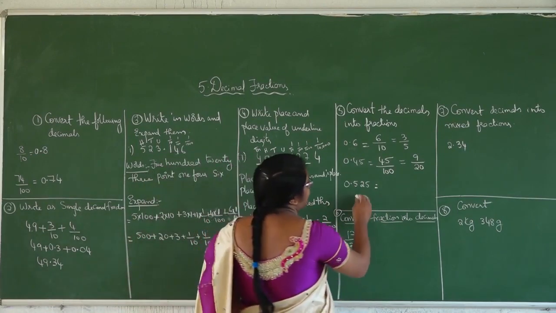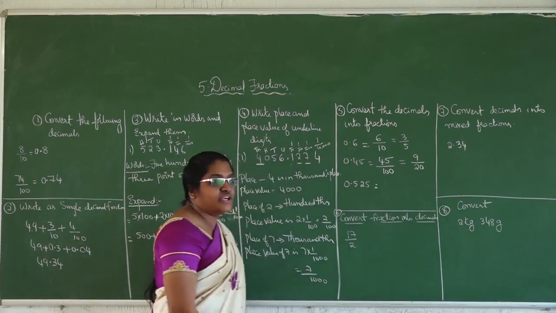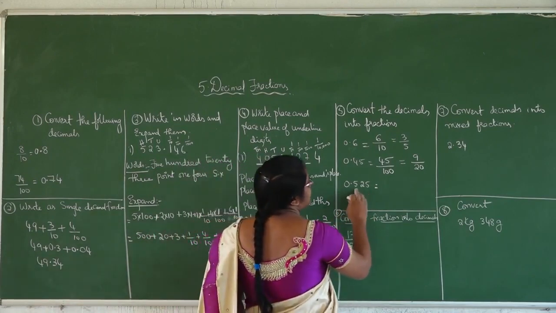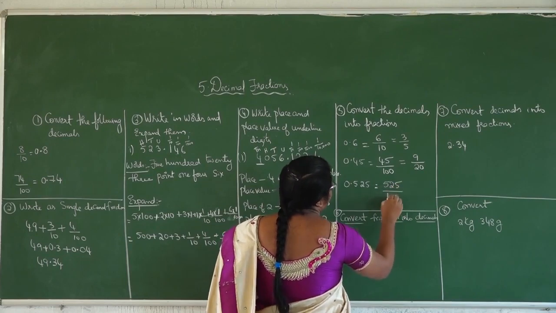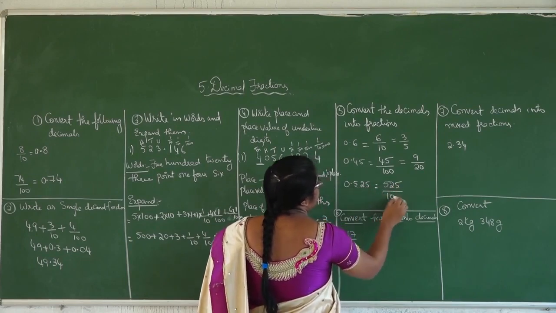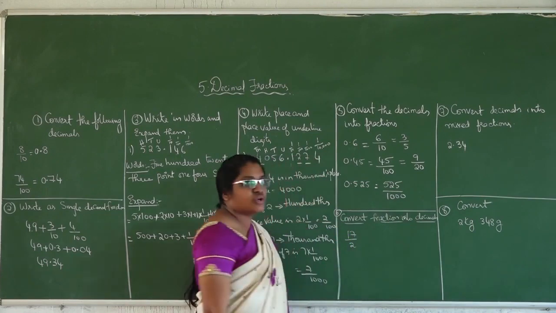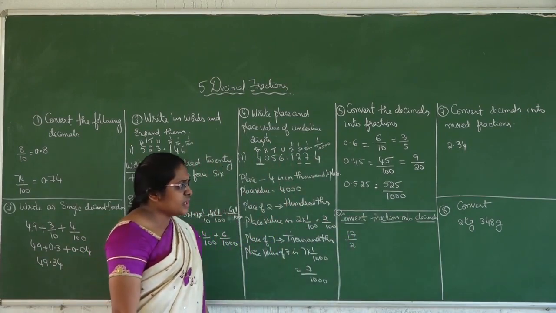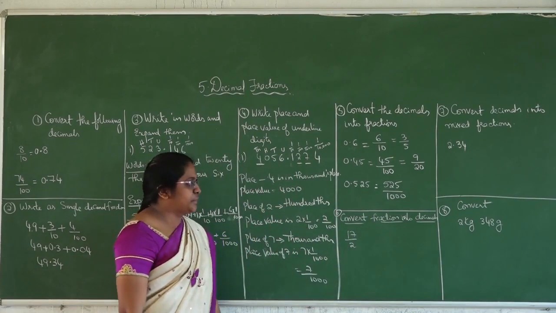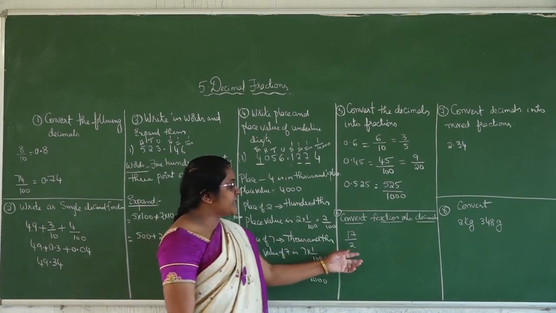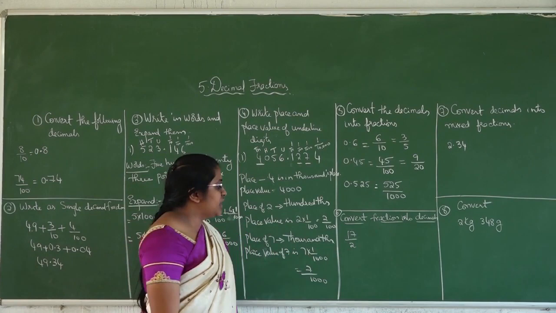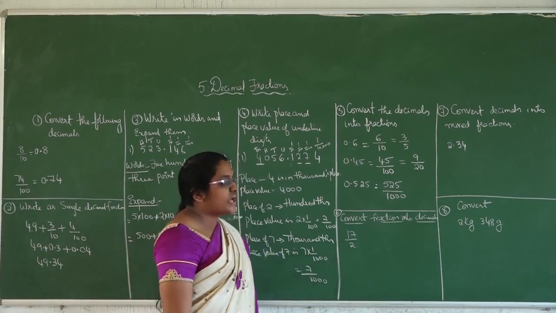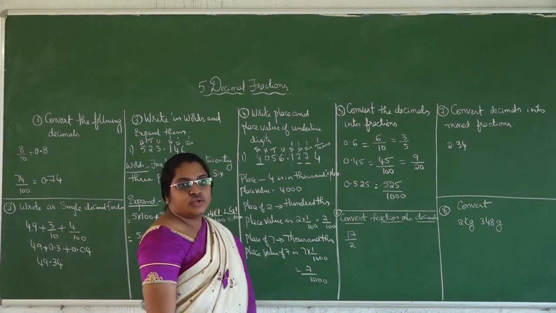Now if you take another fraction, 0.525, there are 3 digits, that is 525 by 1000, so 3 zeros should be there. This also you can cancel. Next we can go for the next model. Convert the fraction into decimal. Here the fraction is given and you have to convert it into decimal.